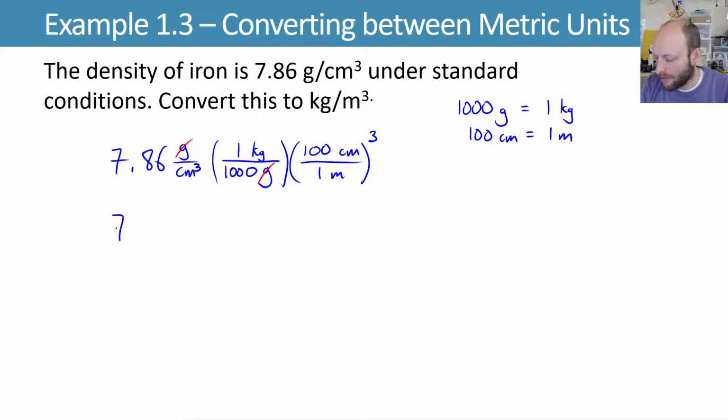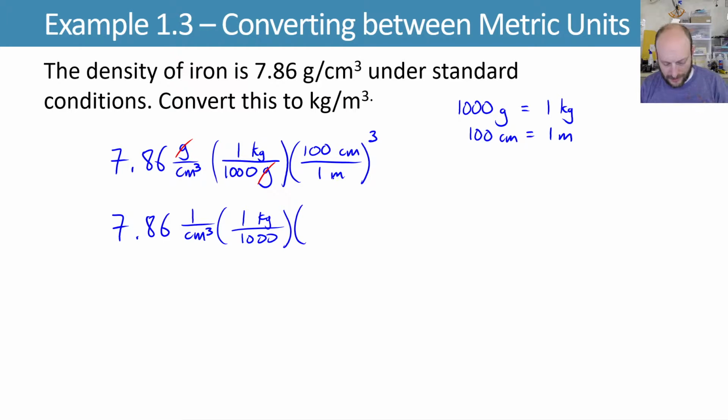And let's go ahead and just write that out so you can see how this works. We now have 7.86. Well, we already canceled out the grams, so let's leave those canceled out. So this is just 1 kilogram over 1,000. And then times 1,000,000 cubic centimeters per cubic meter. So I've just cubed everything in here. So 100 cubed, centimeters cubed, 1 cubed is still just 1, meters cubed.